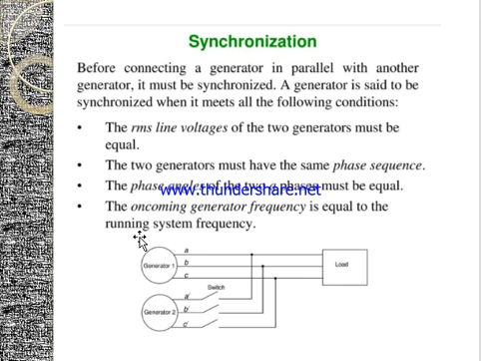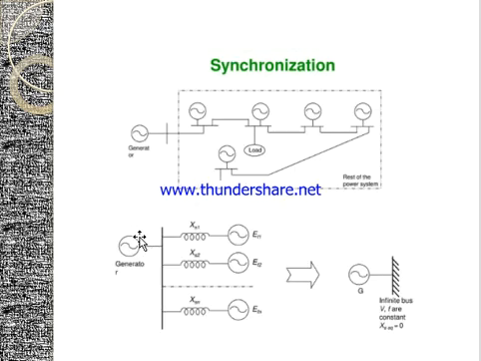So this is nothing but the RMS line voltages of the two generators should be equal. The two generators must have the same phase sequence. The phase angles of the two phases must be equal. I mean, if it is considered as the A phase and A dash phase, both their phase angles should be the same. And the oncoming generator frequency should be equal to the running system frequency. This is how synchronization has been made, and how they are connected in parallel.